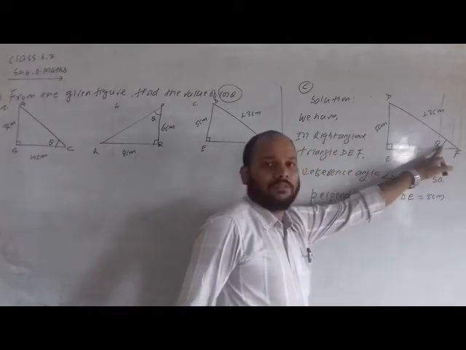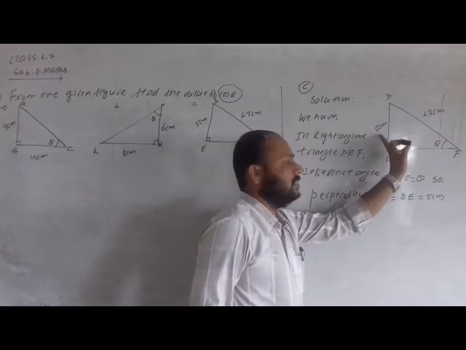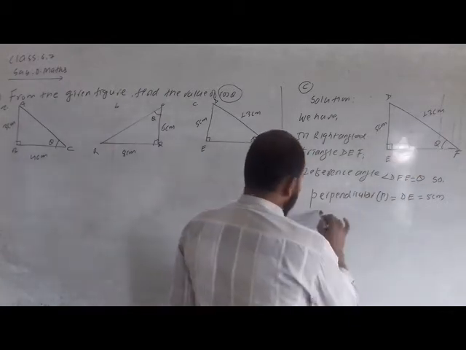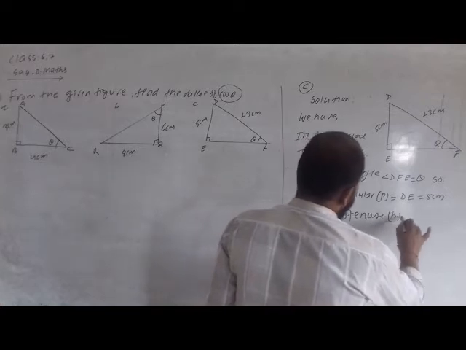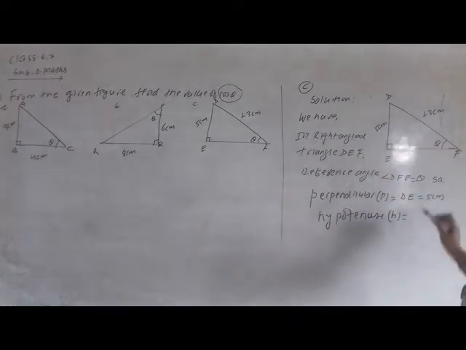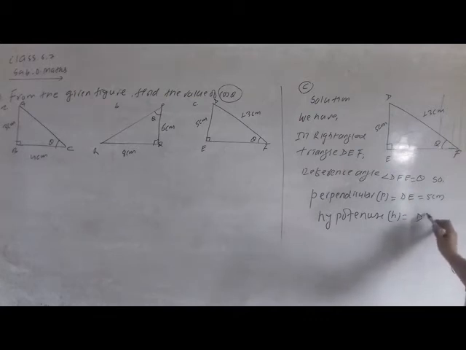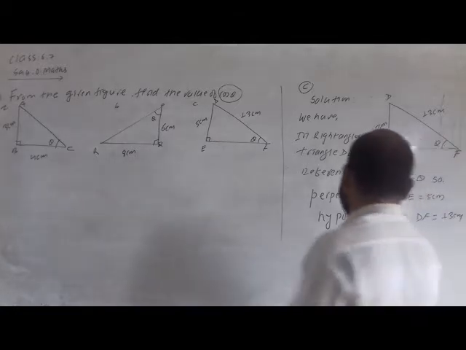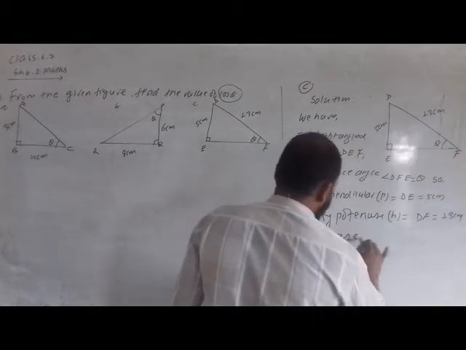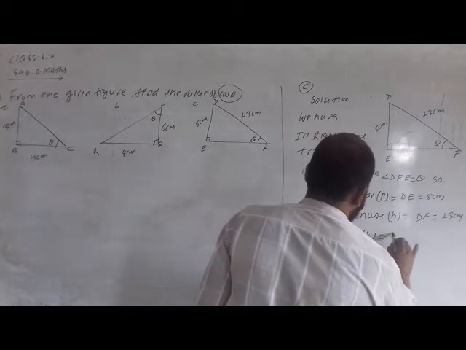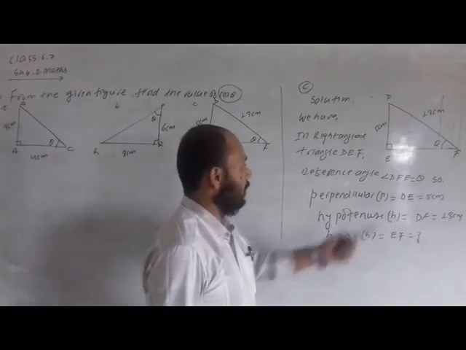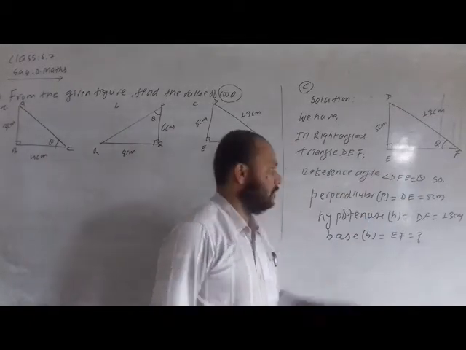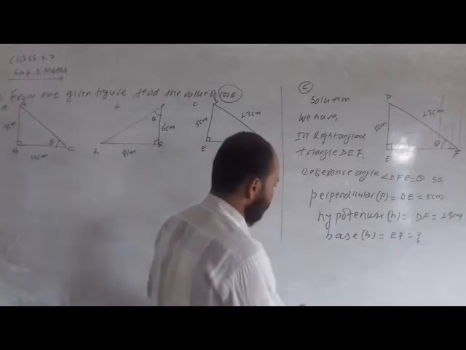The side opposite to the reference angle is the perpendicular, and hypotenuse H is equal to the side which is opposite to the right angle, that is DF, which is equal to 13 cm. Okay, and base B is equal to EF, which is unknown. First you should find the value of EF. Now I am going to find it.